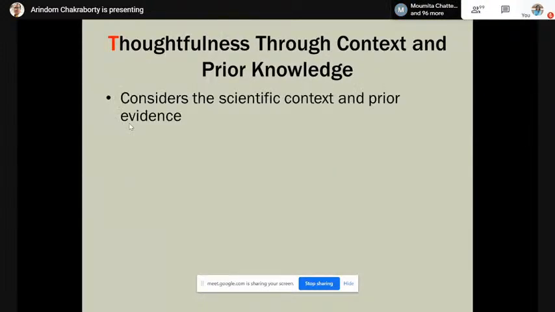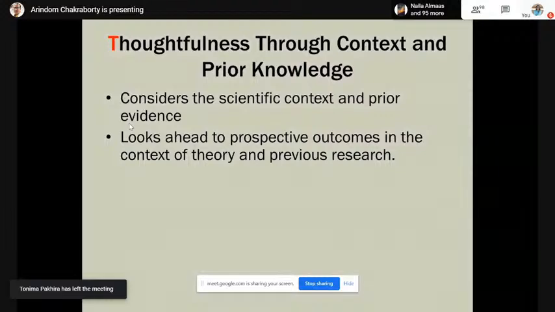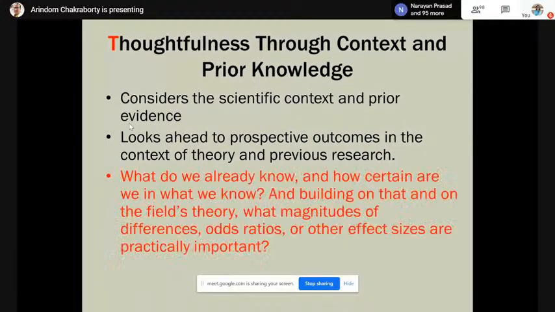So is this thoughtfulness through context and prior knowledge? This considers the scientific context and prior evidence, and looks ahead to prospective outcomes in the context of theory and previous research. What do we already know, and how certain are we in what we know? These are the few questions that a thoughtful researcher will ask.